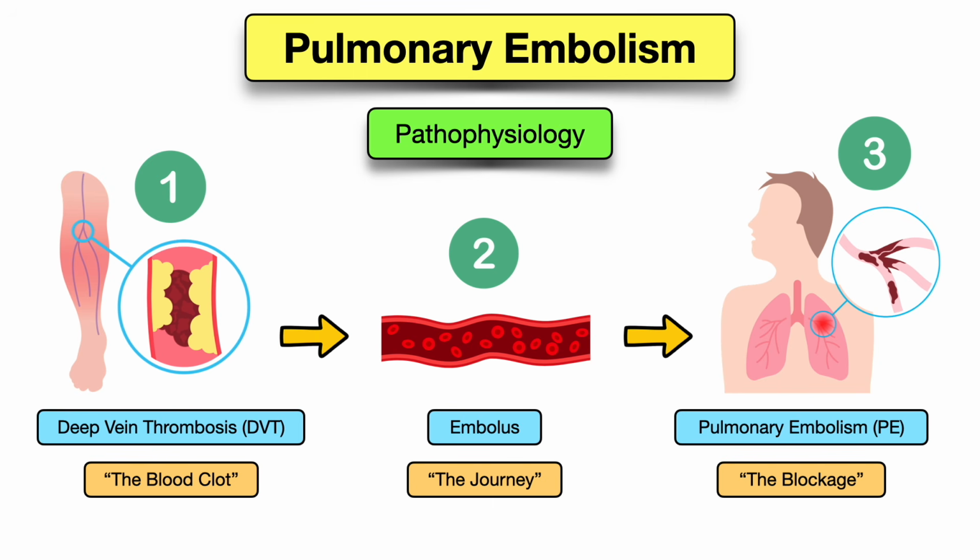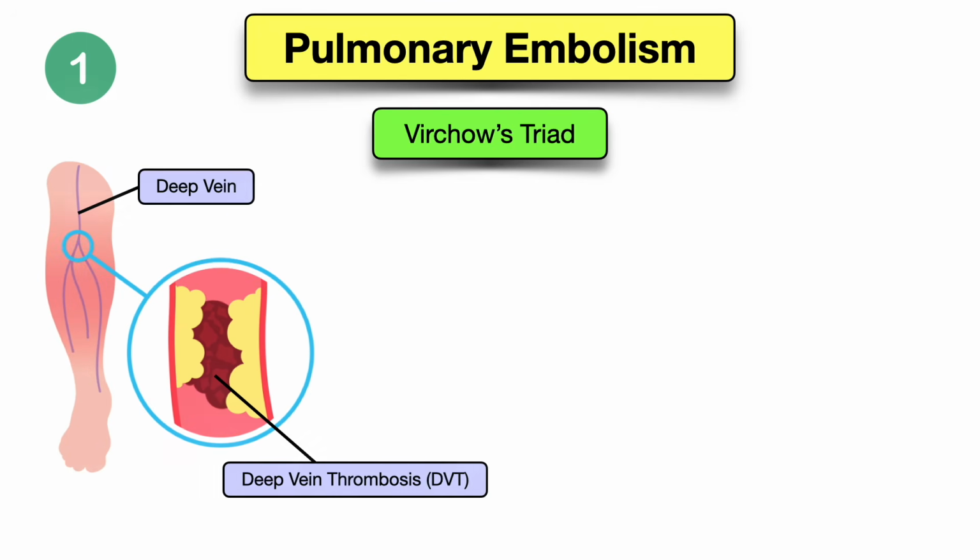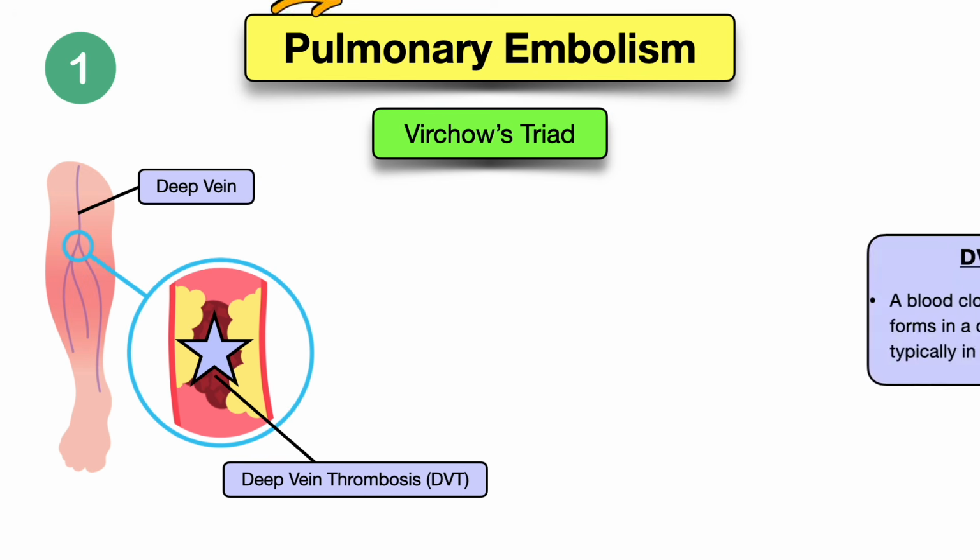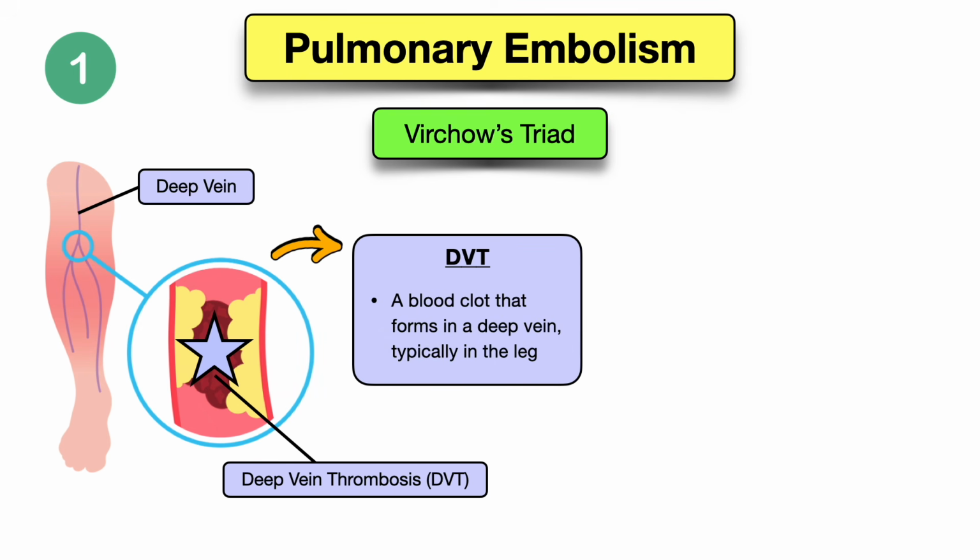So let's begin with Step 1, which is the blood clot. So Step 1 is about the blood clot itself. Remember we said earlier the most common cause of a PE is from a blood clot in the leg called a DVT, which stands for deep vein thrombosis. A DVT is a blood clot that forms in a deep vein, typically in the leg.